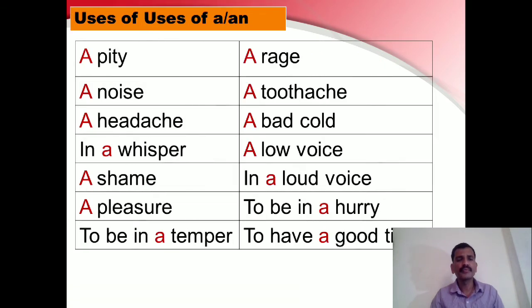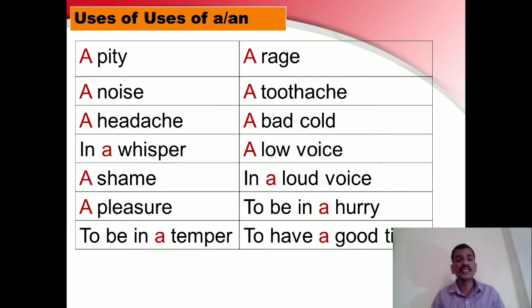Next rule, uses of "a" or "an". Now there are certain phrases. I have a pity, or she is in a rage, a noise, a headache, a toothache, a whisper, a shameful thing. I have a great pleasure. Now actually pleasure cannot be counted. We cannot count pleasure or shame. These are abstract things.